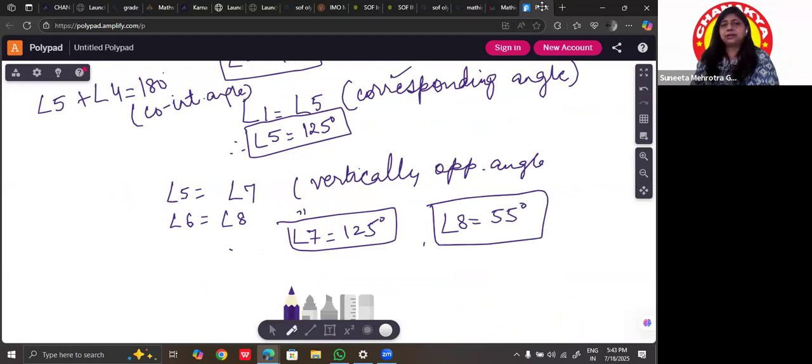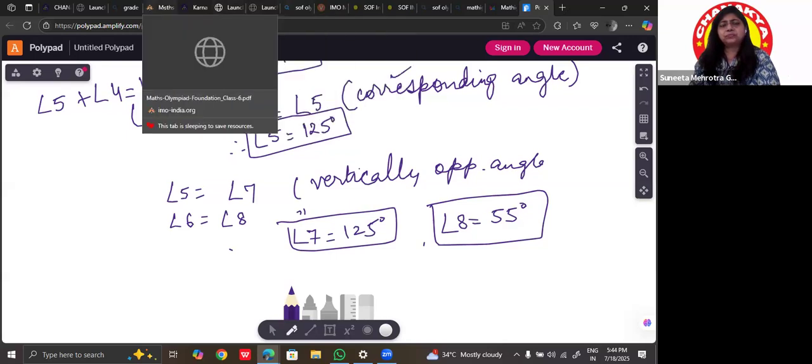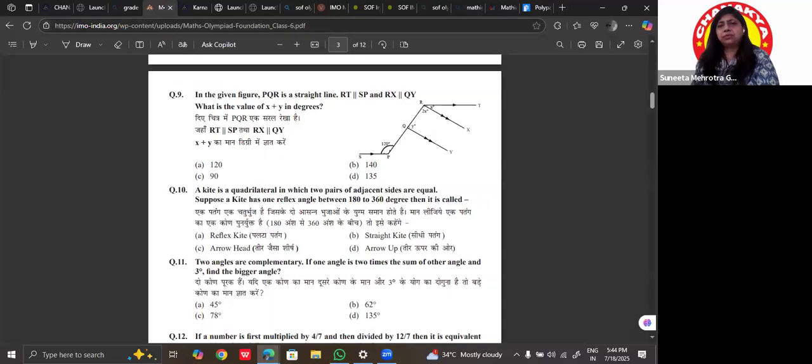See that here we have co-interior angles also. So sometimes we have to mention co-interior angles and sometimes alternate interior angles also. Clear? Now the question which I was explaining to you was one of the questions like this.